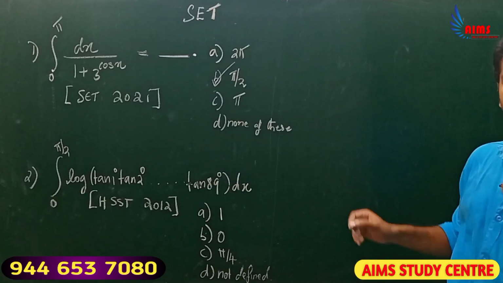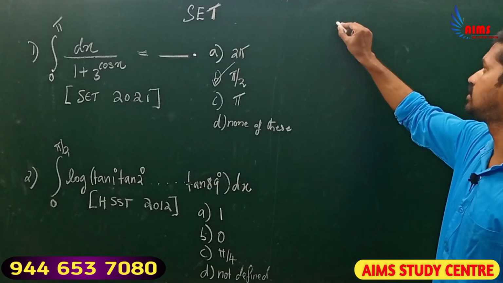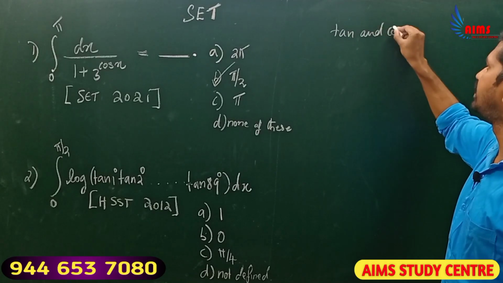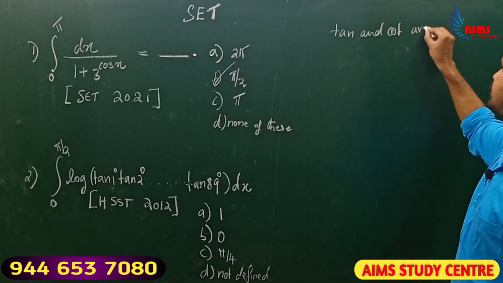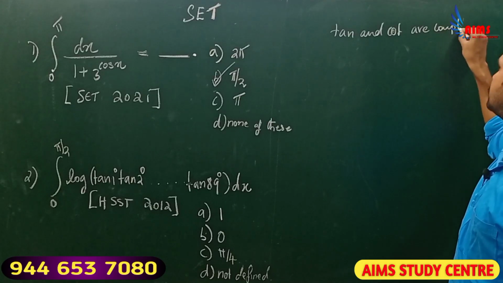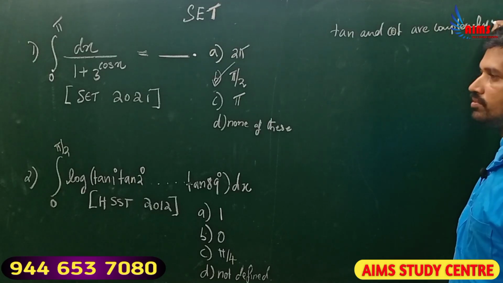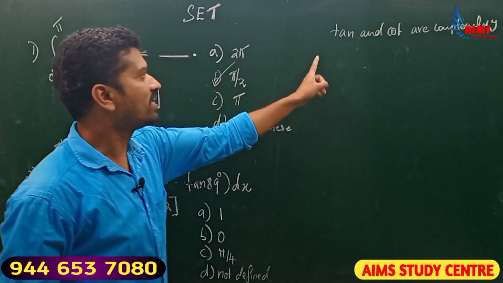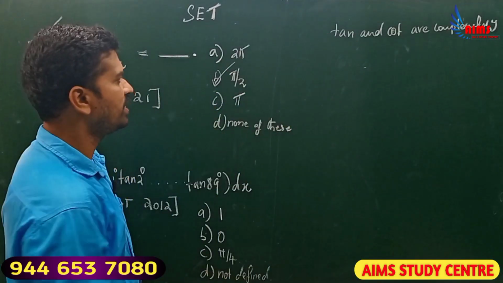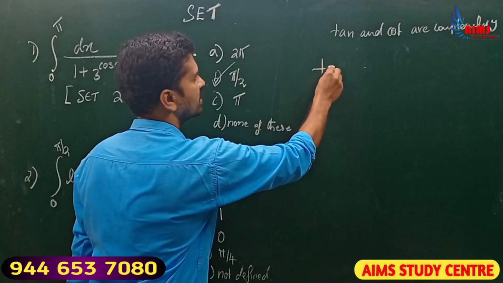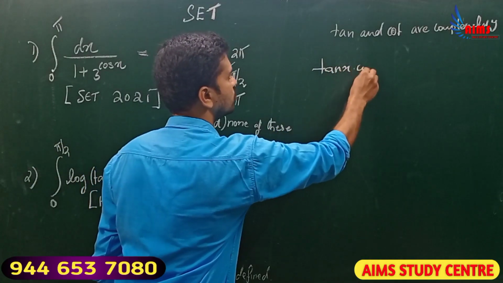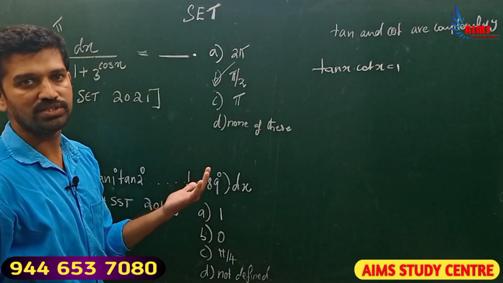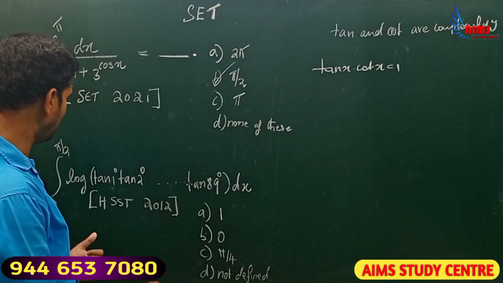So you have to know 2 results. The first result is that tan and cot are complementary. That means tan of an angle and cot of the angle are complementary, and you also have the result tan x into cot x is equal to 1. Once you have these 2 results, it is very simple to crack this question.